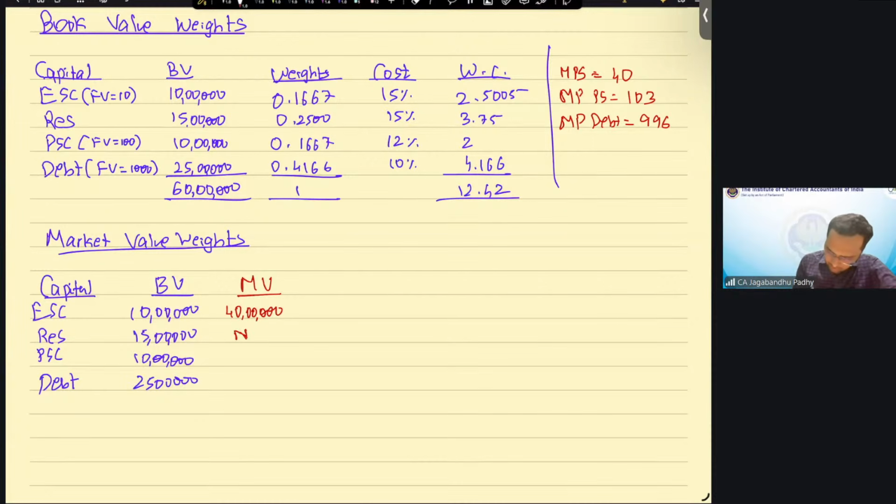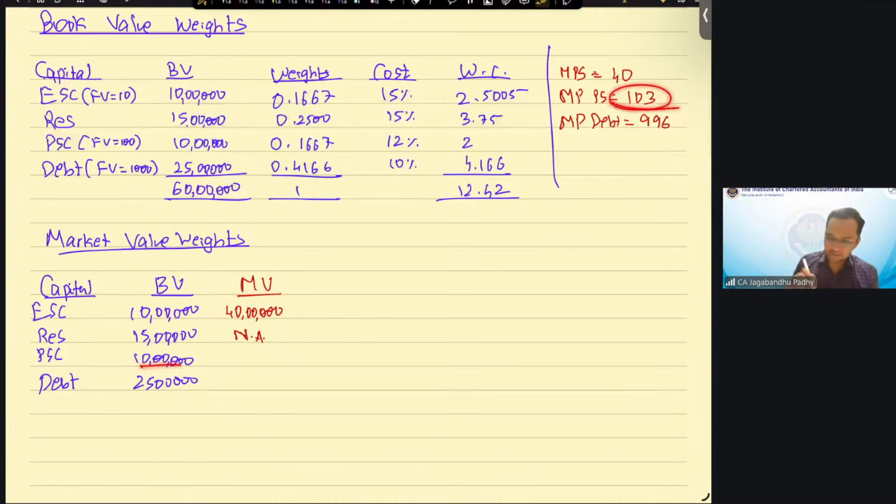Reserves market value is not applicable because you don't see reserves being sold independently in the market. There is no market for the reserves, right? So reserves value is clubbed with the value of the equity shares. So this 40 lakh is the market value of both reserves as well as capital.